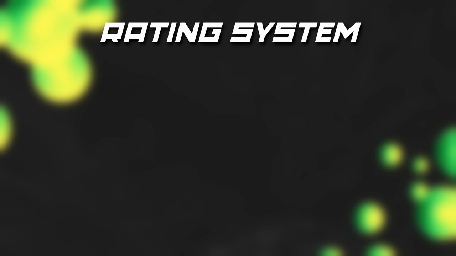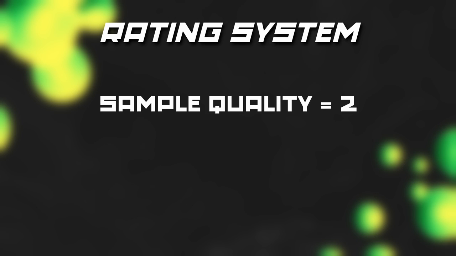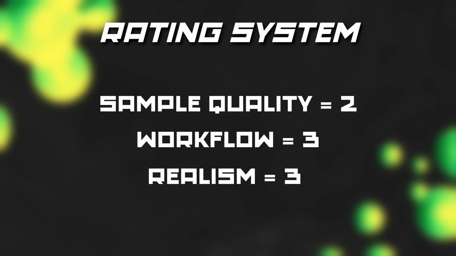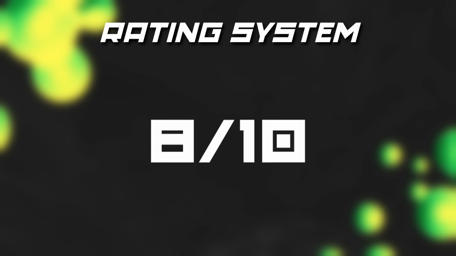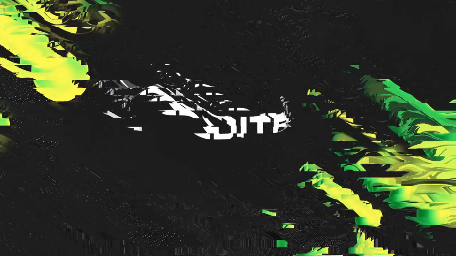Now, how do we use this? Let's say for sample quality, you say it's a 2, it's pretty decent. For workflow, you put a 3. Let's say realism, you put a 3. And then maybe the price is too high, so you put a 0. Your rating for that plugin would be an 8 out of 10. You just add up the numbers and it's that simple. So that is the system. That's how it'll work. So we can go ahead and start going through these examples.